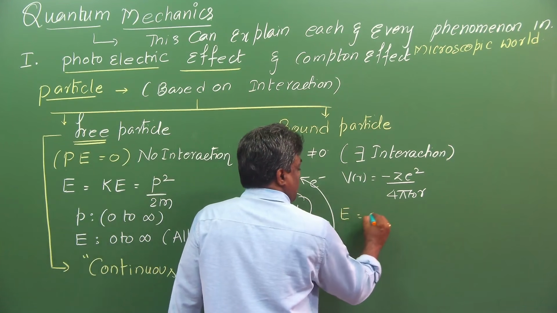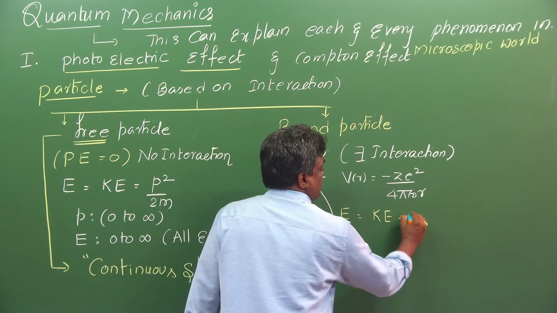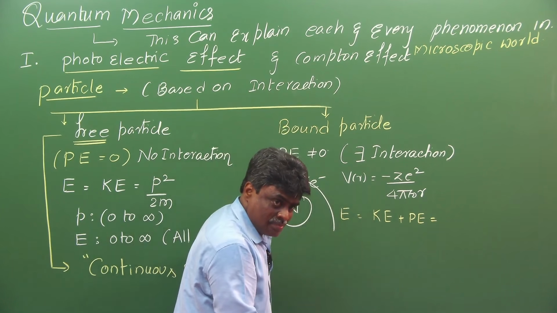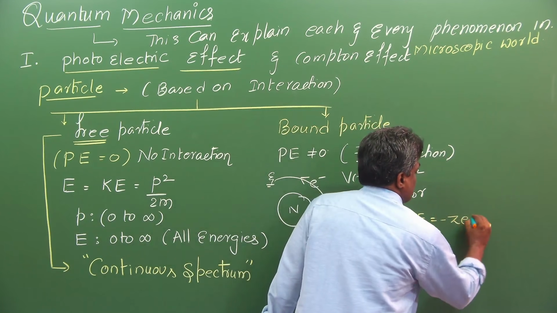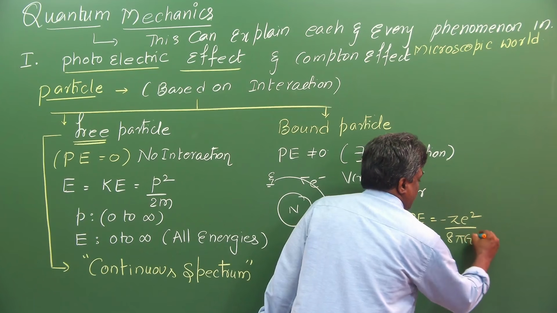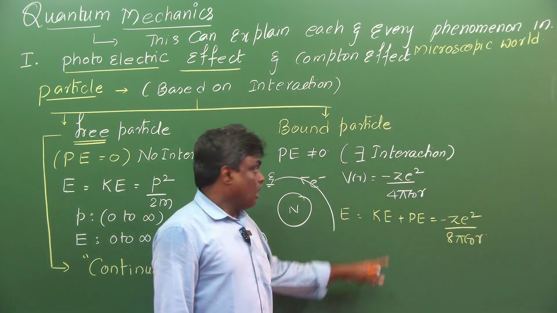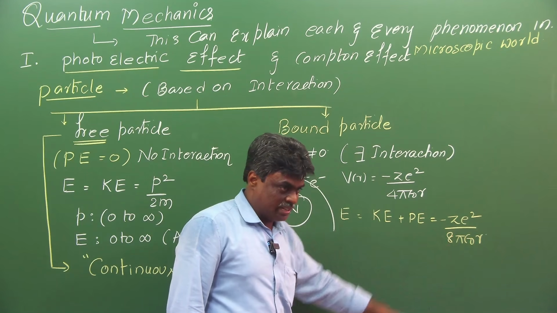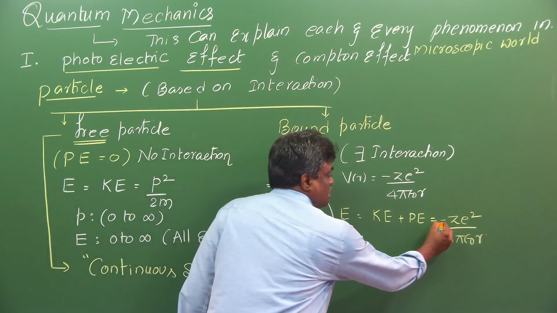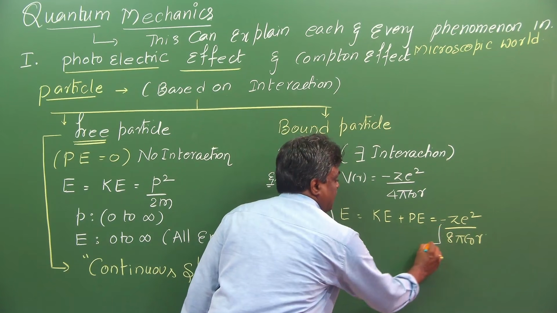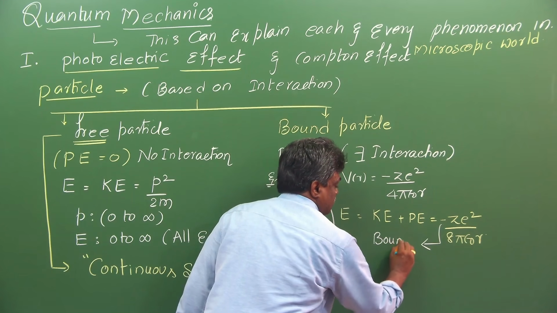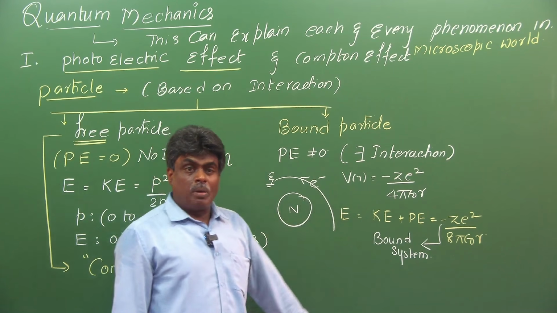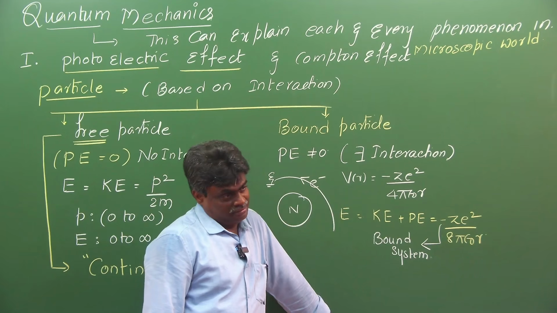Then the energy is the kinetic energy plus this potential energy. Anybody knows what is the total energy of the hydrogen atom? Very nice. Minus Ze² by 8πε₀, half of this potential energy. Whatever potential energy you have written, half of that is the total energy. Okay, sir, what does this negative sign indicate? Bound system. Repeat: bound system. All bound systems' energies are negative.